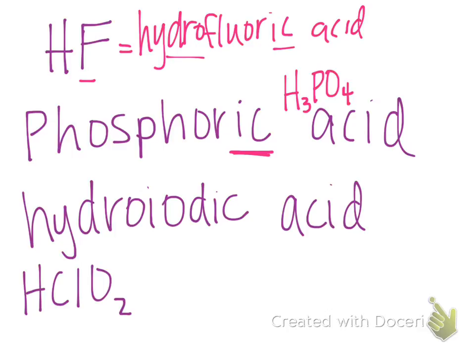H3PO4. Phosphate is PO4 minus 3. Phosphite is PO3 minus 3. Okay, so that's where knowing those polyatomic ions really comes into play. Does that make sense why that's the case? How many of you had that? H3PO4. Okay, good.